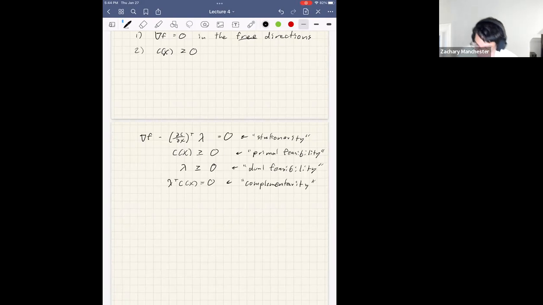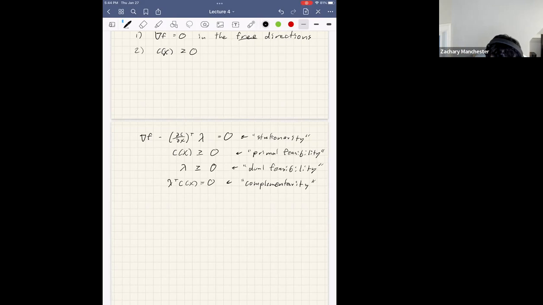And this is basically encoding switching behavior. So this is saying if the constraint is active, meaning you're on the constraint surface, then C of x is equal to 0, and I'm allowed to have a non-zero Lagrange multiplier. So if C of x equals 0, I'm on the constraint surface, then lambda is allowed to be non-zero. If I'm off the constraint surface, C of x is non-zero, then lambda has to equal 0. I'm not allowed to have any Lagrange multiplier if I'm not on the active constraint. So that's what that last one encodes.